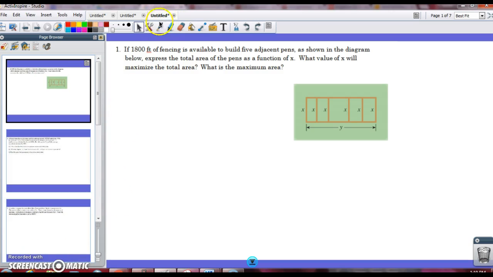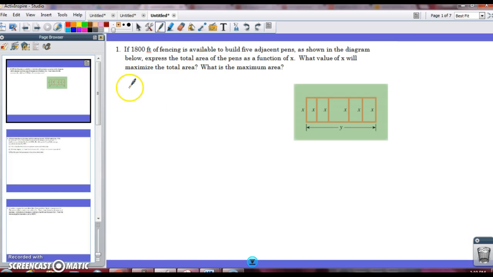The first one is talking about fencing, and it says there's 1,800 feet of fence available to build 5 adjacent pens. You can see that in the diagram. And it says to express the total area of the pens as a function of x. So there's a couple things we know. It says to express the total area.